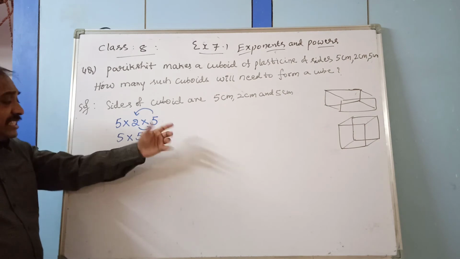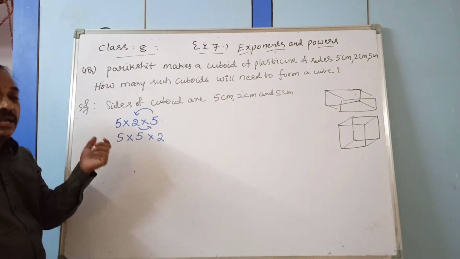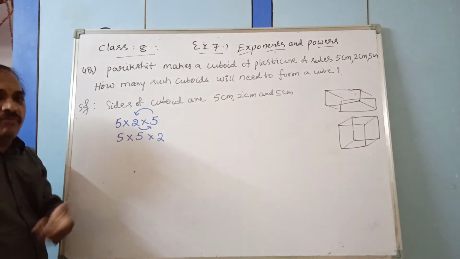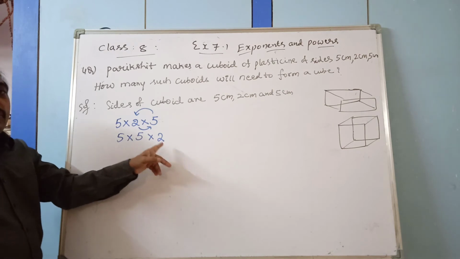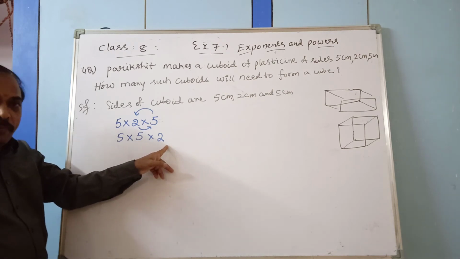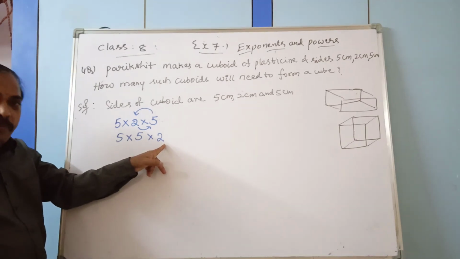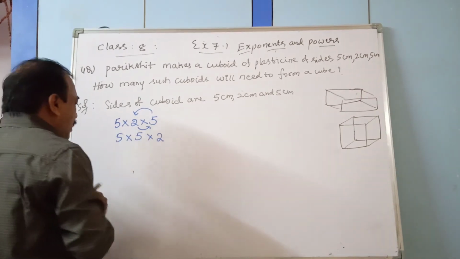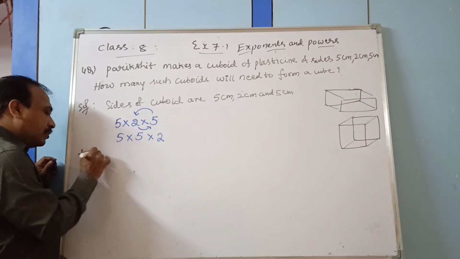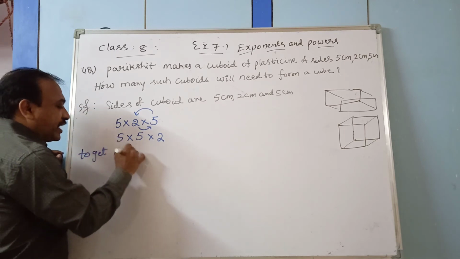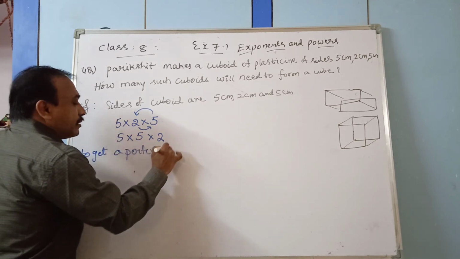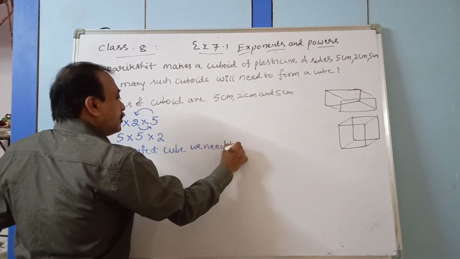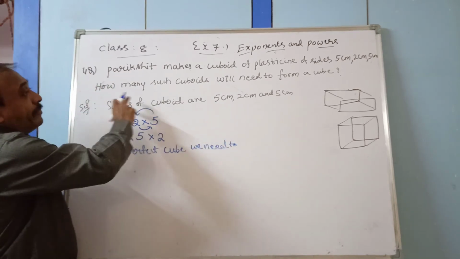And then this is one cuboid. Are you following? This is one cuboid. Next, 5 is one group. To get 5 as a triple, we require one more 5. And to get this 2 as a triple group, how many are required? 2 more 2's, 2 into 2, right? So to get a perfect cube, we need how many such cuboids?